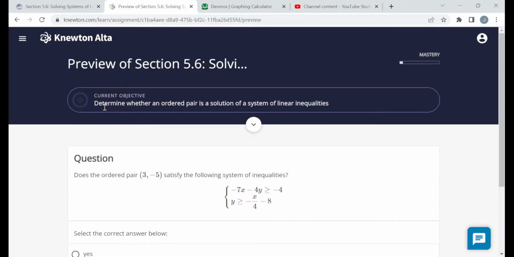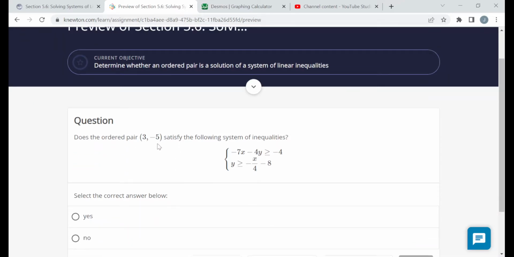Now we're back. It's simply: determine whether an ordered pair is a solution of a system of linear inequalities. You're given two inequalities with two variables, and you're asked to see if an ordered pair satisfies them. So plug in the value of x, plug in the value of y, and see if all the inequalities are made true. All the inequalities have to be true in order for an ordered pair to be a solution. Or, I'll go to the graph on Desmos.